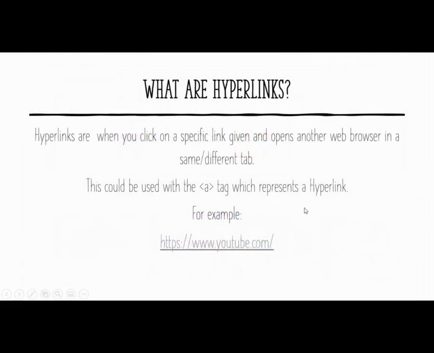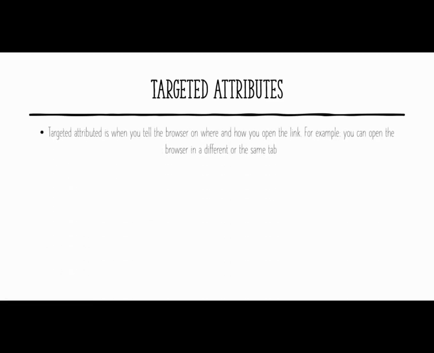So next slide. Target attributes. Target attributes are when you tell the browser where and how to open the link. For example, you can open the link in a different or the same tab. These are the types of target attributes: _self, which opens the link in the same window, and _blank, which opens the link in a different window.